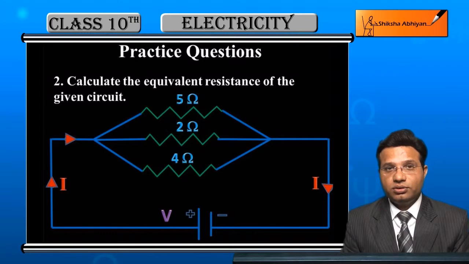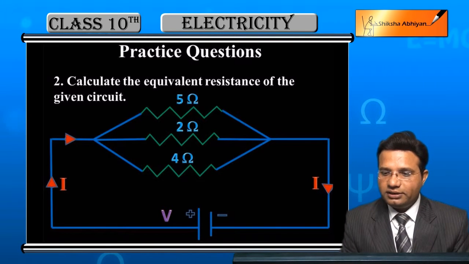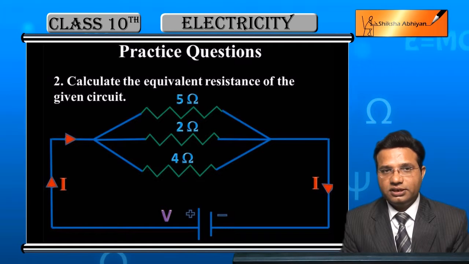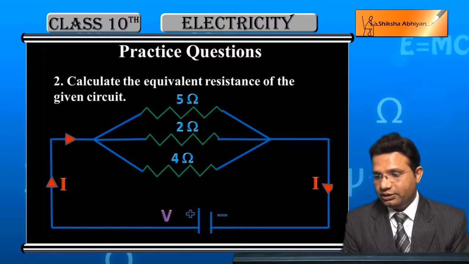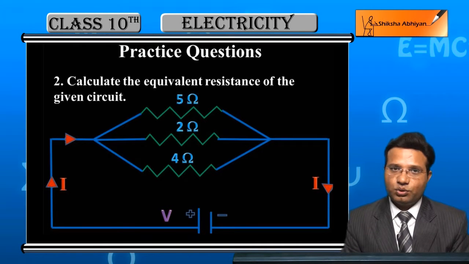Now, second question on the concept combination of resistances. Calculate the equivalent resistance of the given circuit. Here you can see the given circuit where three resistors are joined.